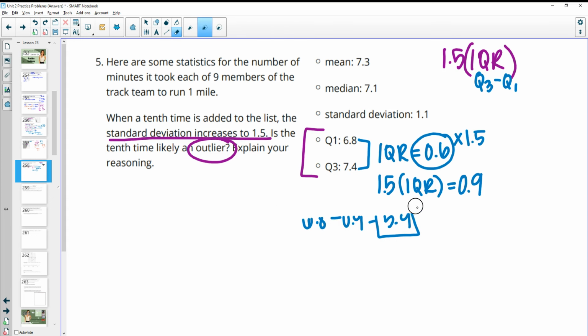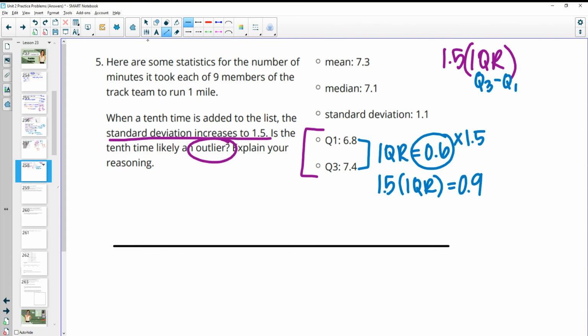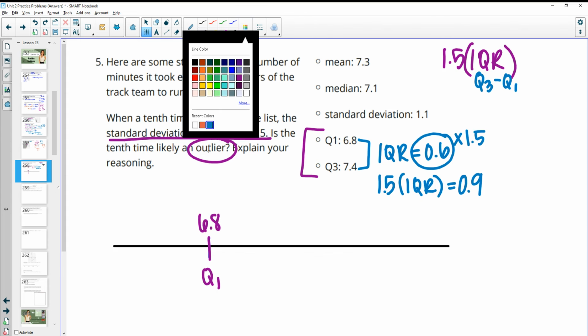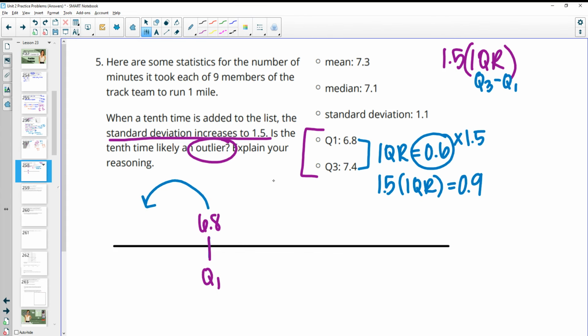And maybe I'll write this out horizontally so it maybe makes a little bit more sense visually. So, if this is your Q1, which is 6.8, if it were an outlier, it would have to be 0.9 away from this. So if we subtract 0.9 from here, we'd be at 5.9.